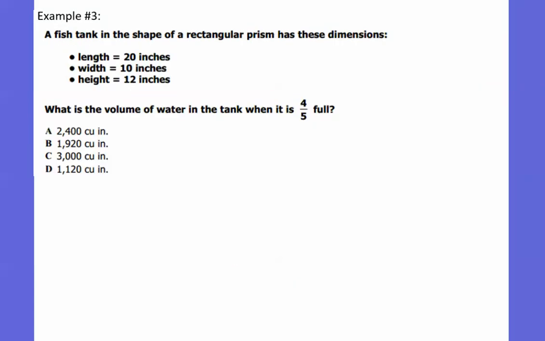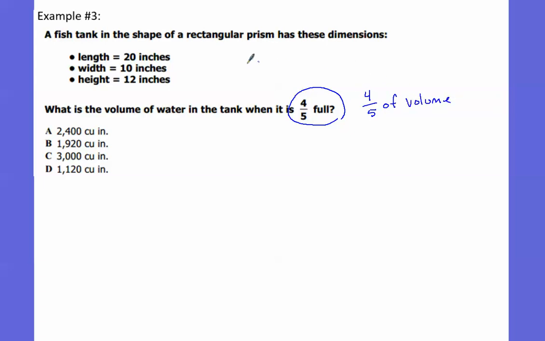Moving on to example number 3. A fish tank has the shape of a regular prism and has these dimensions: length of 20 inches, width and height, they're all given here. What is the volume of the tank when it is 4/5 full? What does this mean? Well, it's not entirely full. We only want 4/5 of the volume.